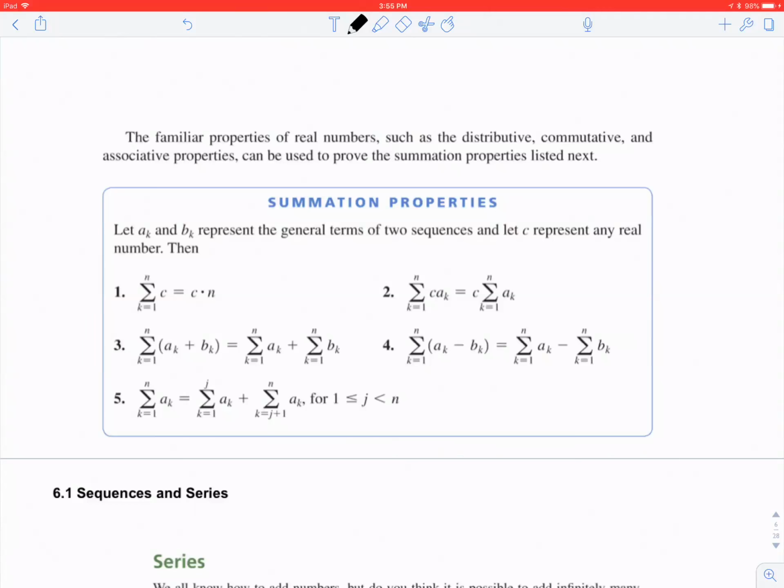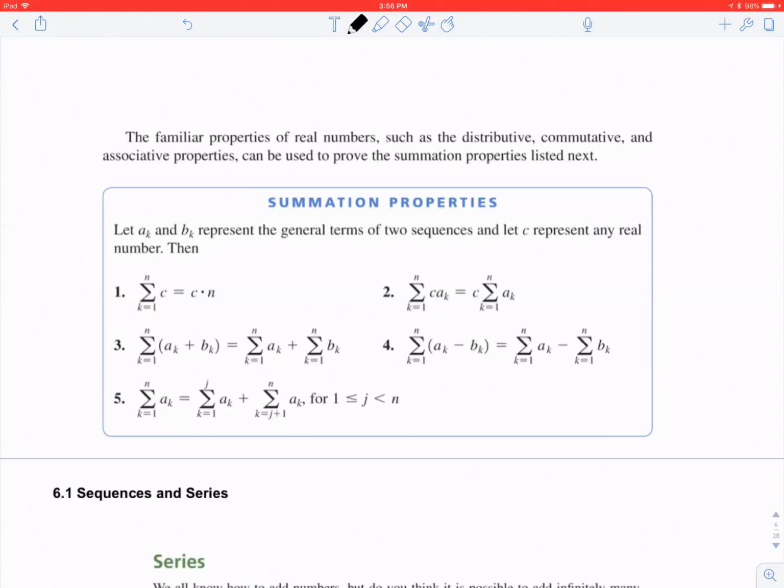So, some summation properties. The sum of a constant, the first n terms, or the sum of a constant added up n times, is going to be the constant times n. A constant times the sequence: if you have a constant and you're adding up several times your term, you can factor out that constant and move it in front of the sum.